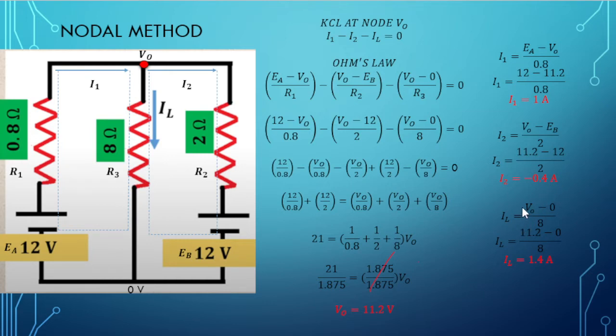Next, the IL, so VO minus 0 divided by 8, which is R3. So 11.2 minus 0 divided by 8. So the answer for IL is equal to 1.4 ampere. So this is the solution for problem number 1.